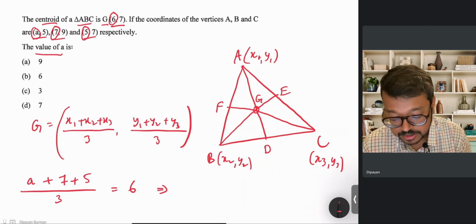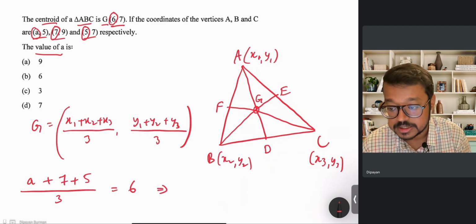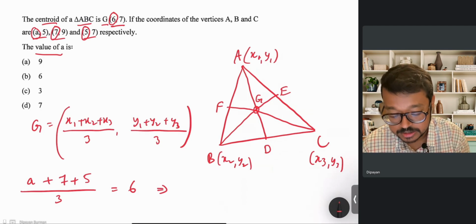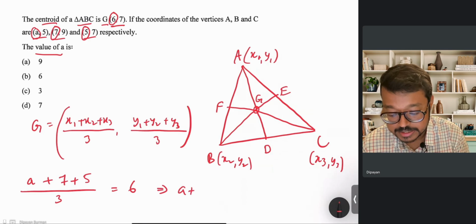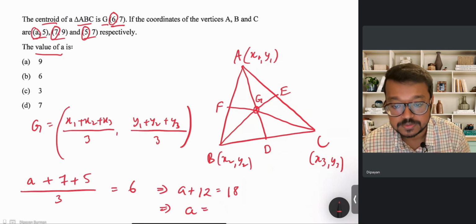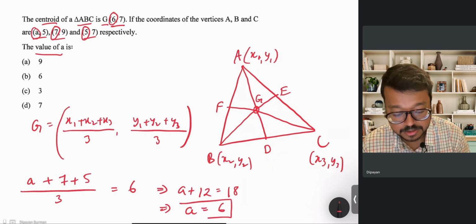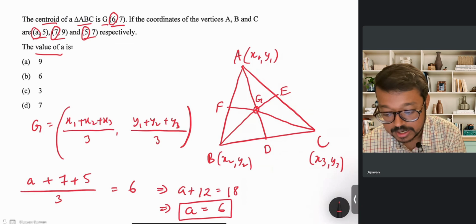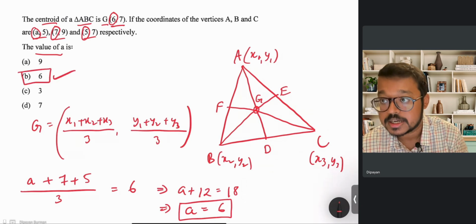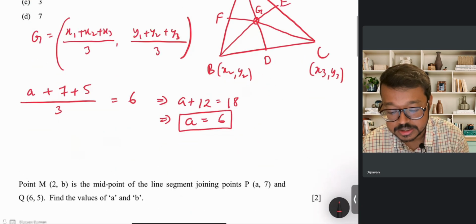So if I move the 3 to the other side, it will be 6 into 3, 18. So A plus 7 plus 5 is 12, that is equal to 18. So that means the A value will be 18 minus 12, that is 6. So A equals 6, we have option B, that is correct. Moving ahead.